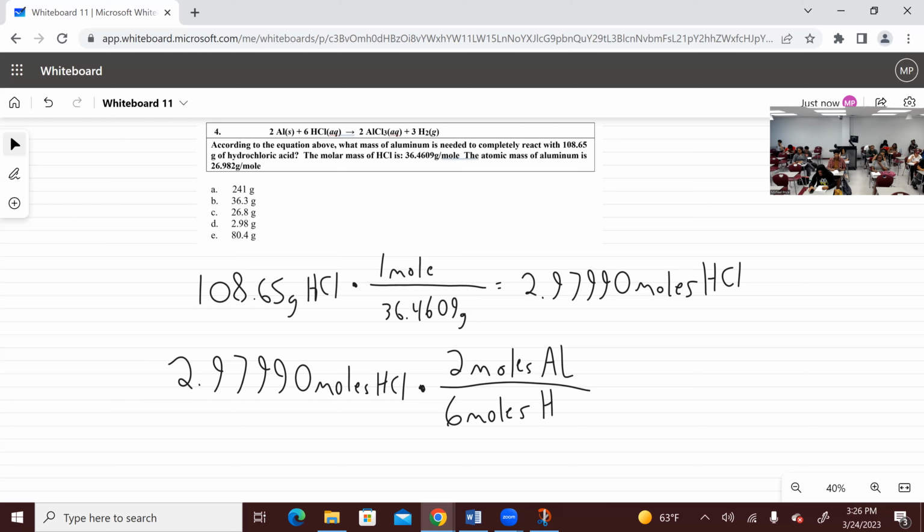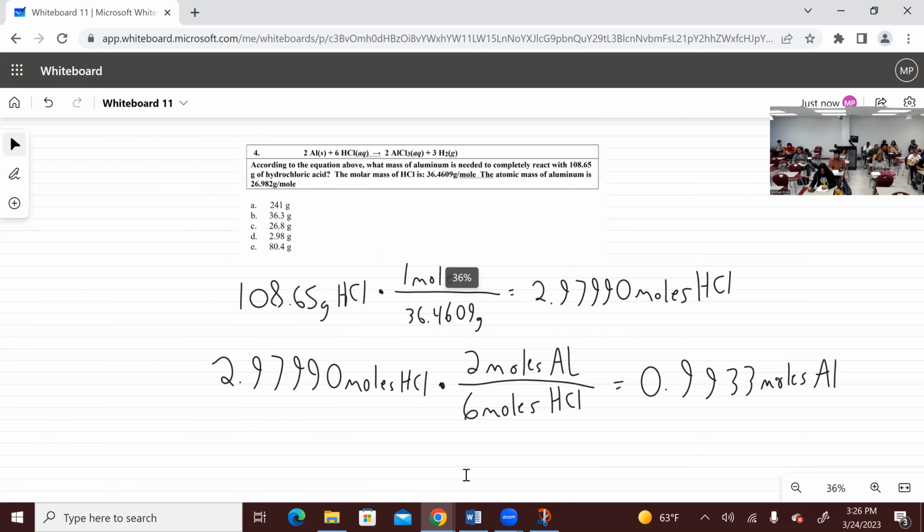As you guys, I'm sure you've noticed, I'm using my units. The sky is not falling and the world is not coming to an end. So moles of HCl cancel out, right? So I'm going to say 2.97990 times 2 divided by 6. That is equal to 0.9933 moles of aluminum.